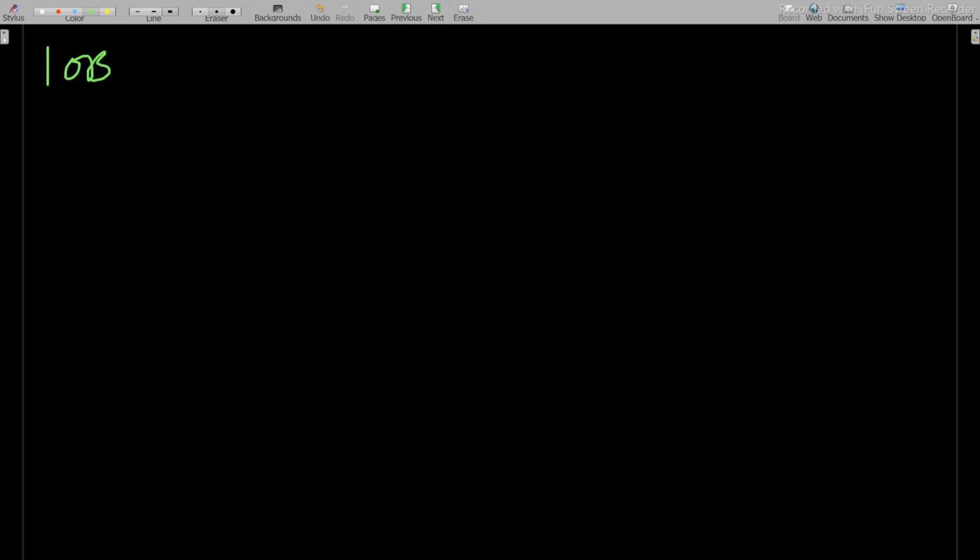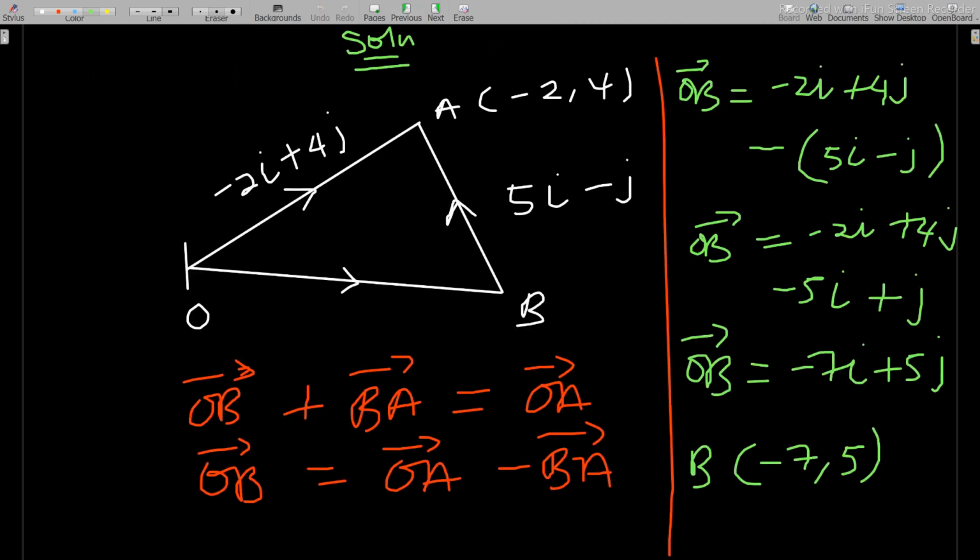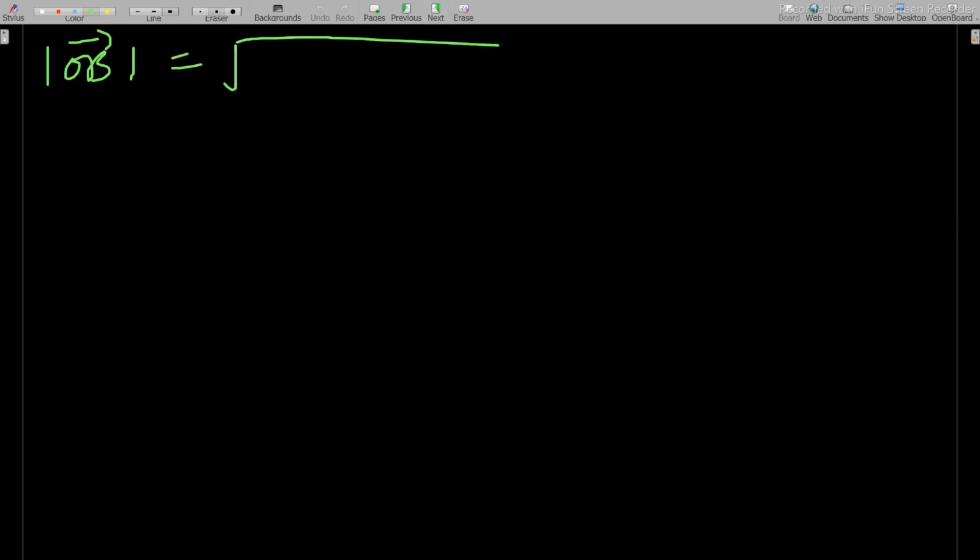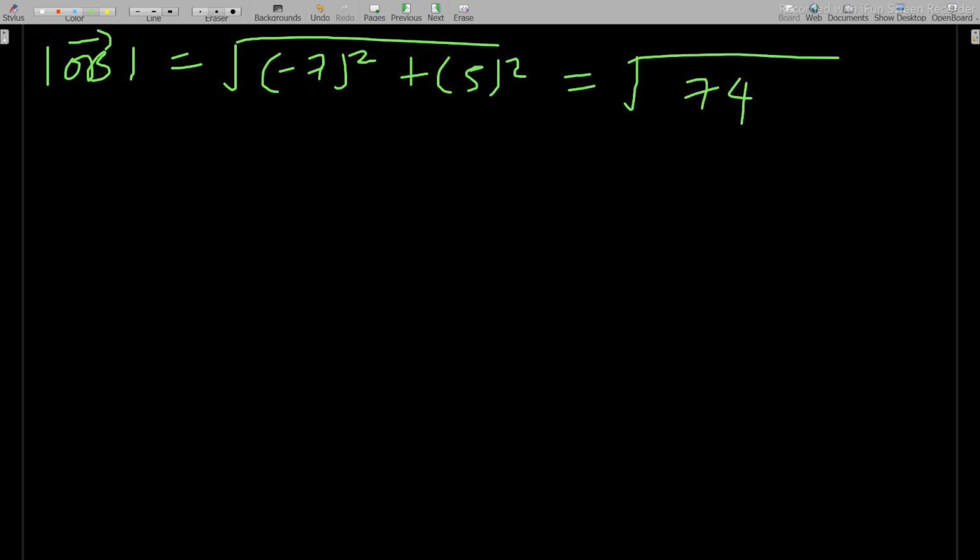So that is it. And then the next question is, you're supposed to find the distance of B from O, meaning you are supposed to find distance OB like this, and this is equal to the square root of the sum of all the squares of the individual components. So the individual components are negative 7 and 5, and so if I square negative 7, I'll get negative 7 squared plus 5 squared, and this will give me the square root of 74, okay. That is the answer to this one. If you want to add a unit to it, okay, that will be it.